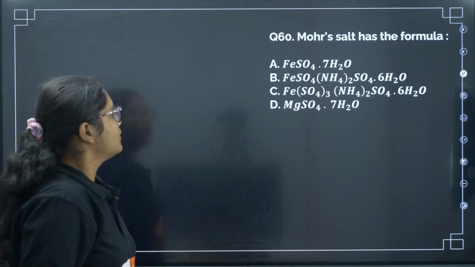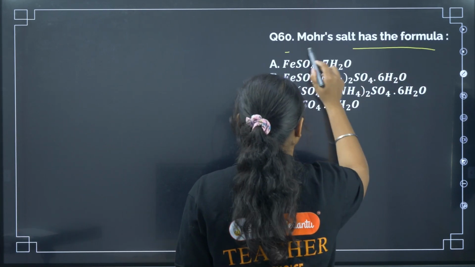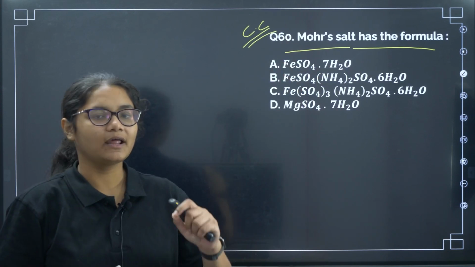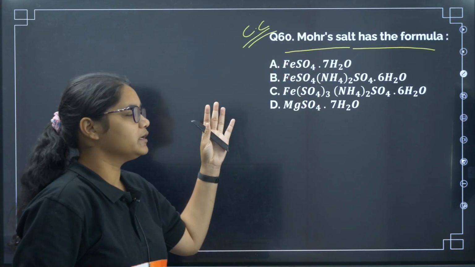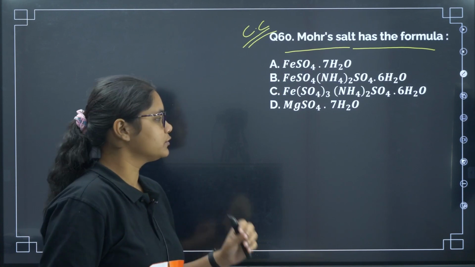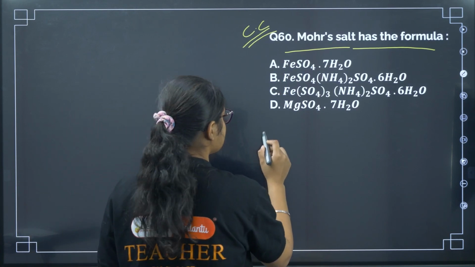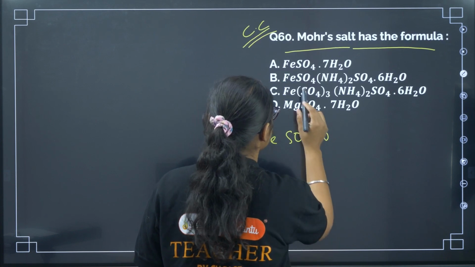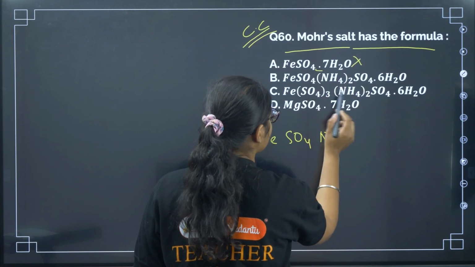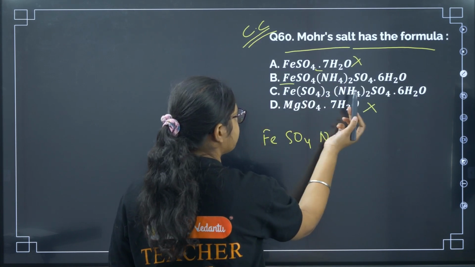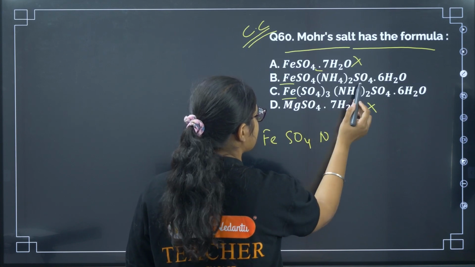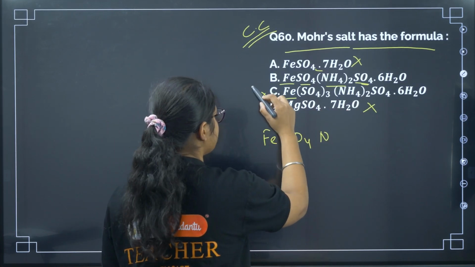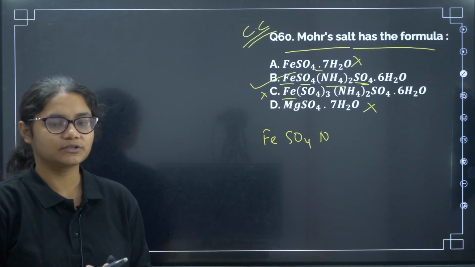Okay. Next, Mohr's salt has the formula of. This is again from your coordination compounds. We have double salt examples there, and this is also very commonly used in your practicals. So you should know the structure. The structure is FeSO4. There is NH4, so we can eliminate these two. Fe is there, two sulfate groups are there, and one NH4 group is there, right? So this one is also incorrect. So the correct answer for this question is option number B.